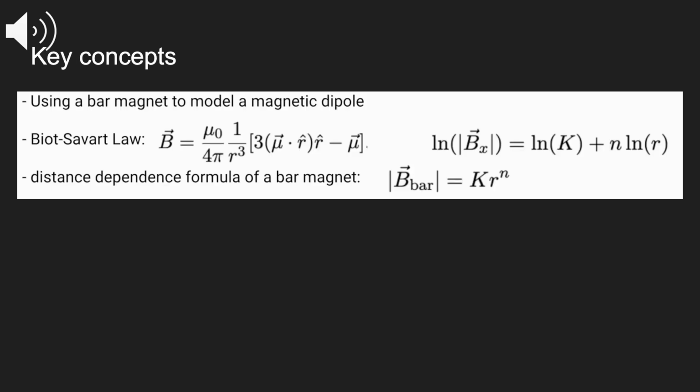Some key concepts and ideas for this lab. The bar magnet will be treated as a magnetic dipole in this experiment. We'll also need some formulas: the Biot-Savart law, which gives us the magnetic field due to a magnetic dipole at a given position from the magnetic dipole, and also the distance dependence formula as seen on the screen.